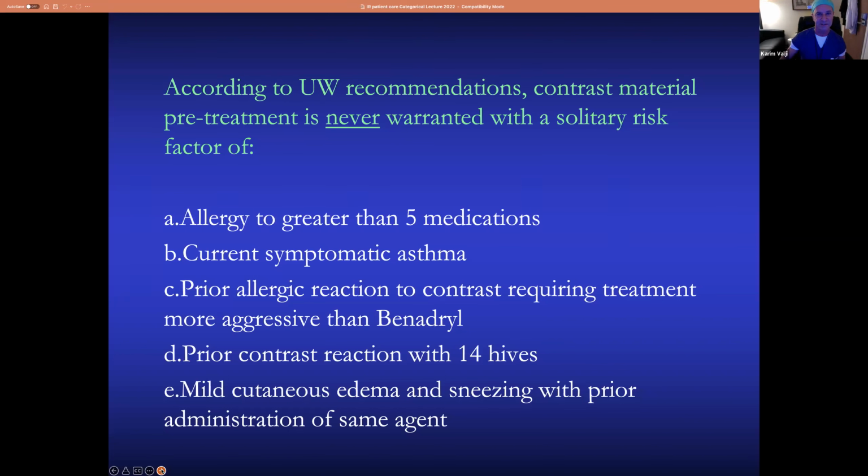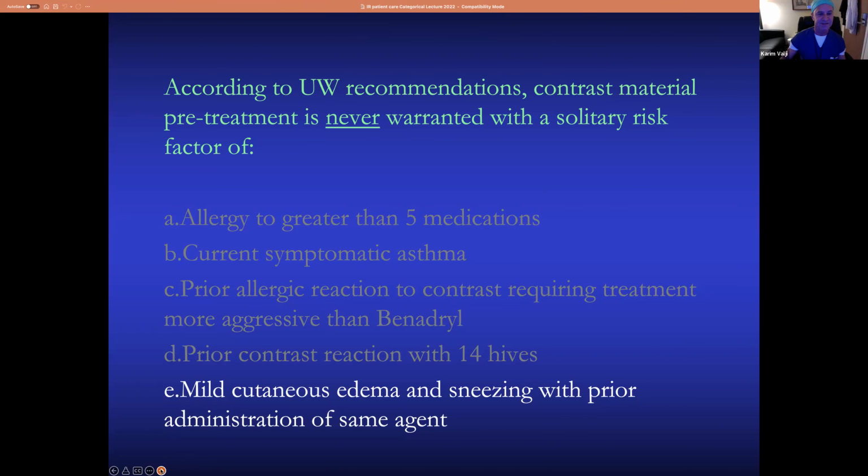Moving now to contrast. Contrast material pretreatment is never warranted with a solitary risk factor of, and this is basically, we have our own recommendations in radiology at UW. So allergy to greater than 5 medications, symptomatic asthma, prior allergic reaction to contrast requiring treatment more aggressive than Benadryl, prior contrast reaction with 14 hives. I don't know who counts these, but mild cutaneous edema and sneezing with prior administration of the same agent. And the answer is number 5, letter E.